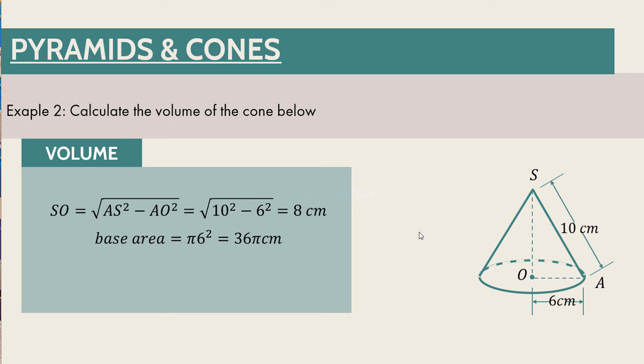So SO is 8 centimeters. Now applying the formula, the base area is pi times 6 squared, which equals 36 pi square centimeters, sorry for my mistake. The volume of the cone is 1/3 times 8 times 36 pi, which equals 96 pi cubic centimeters. I think this problem is still very straightforward. It is not too difficult to know how to find the length of SO.